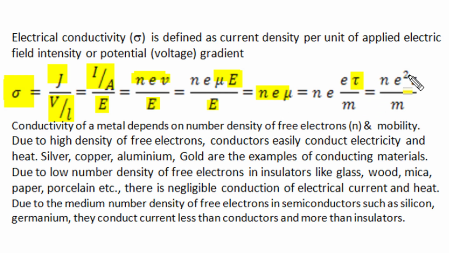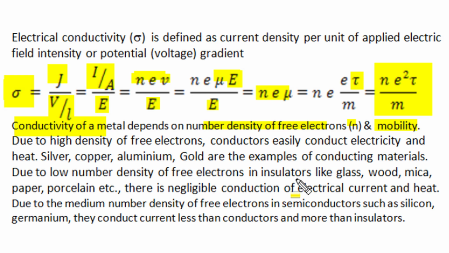And in terms of relaxation time, conductivity can be written like this, where e is the electronic charge and m is the mass of the electron. This relation of conductivity, neμ, directly indicates that the conductivity of a metal depends upon the number density of free electrons, small n, and the mobility of electrons in the metal.